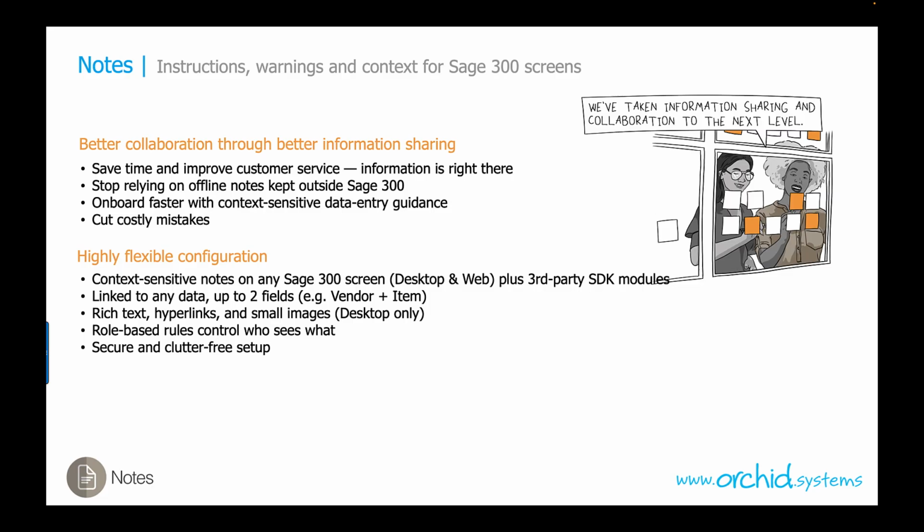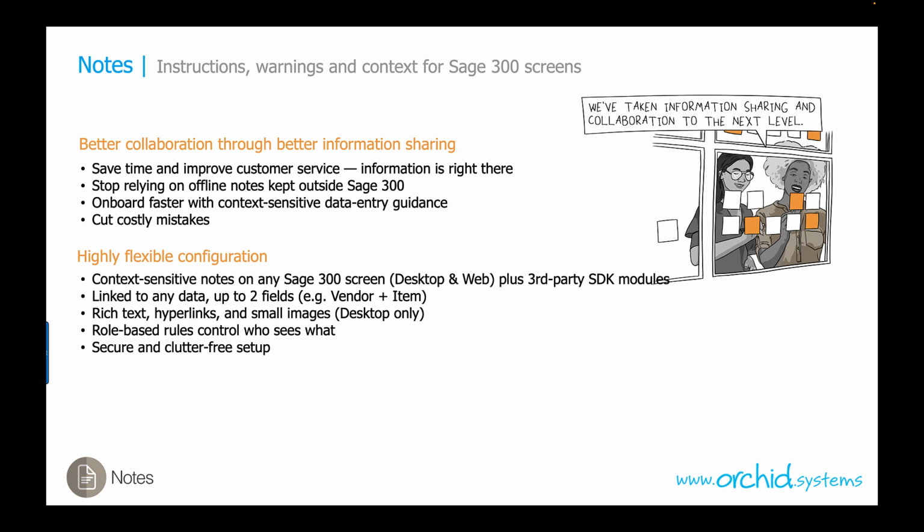Notes, which is great for instructions, warnings, and context for Sage 300 screens, helps with better collaboration, saves time, and improves customer service as the information is right there. And you don't have to rely on offline notes kept outside of Sage 300. It cuts costly mistakes and helps onboard new team members faster as they have context-sensitive data entry guidance.